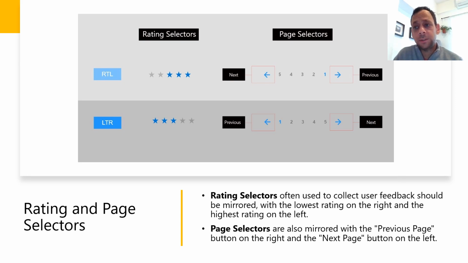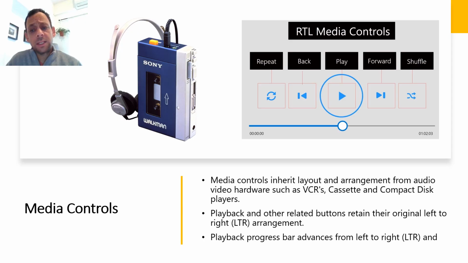Media controls are the exception to UI mirroring because media controls inherit layout arrangement from audio and video hardware that's available in the market. So essentially nothing gets rearranged. It's actually quite awkward when you do, for example, mirror the play button, or if the progress indicator is flowing from right to left. So you do want to make sure that you're retaining left to right directionality when it comes to anything that has to do with media controls.